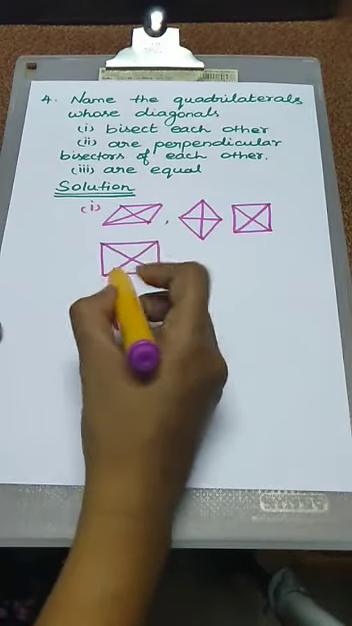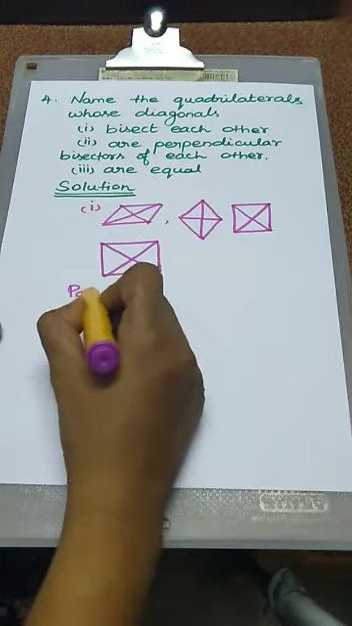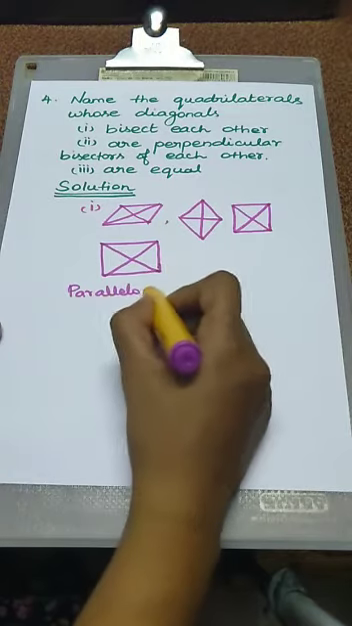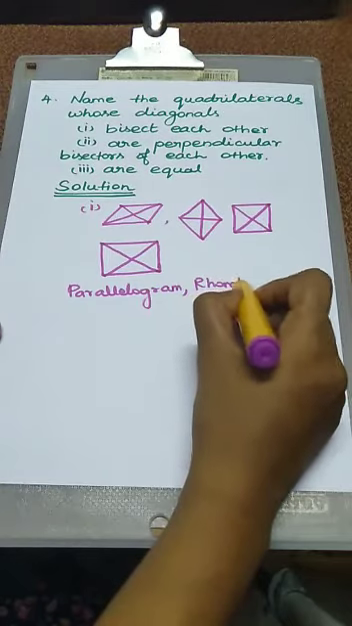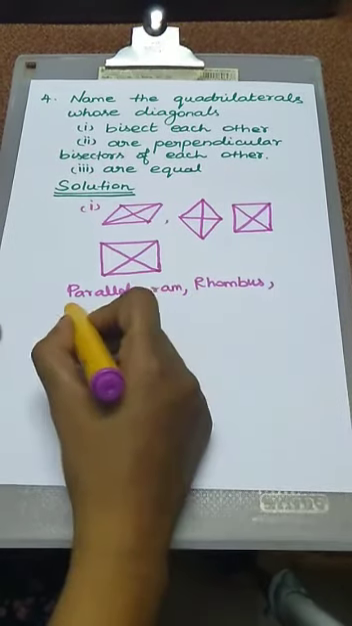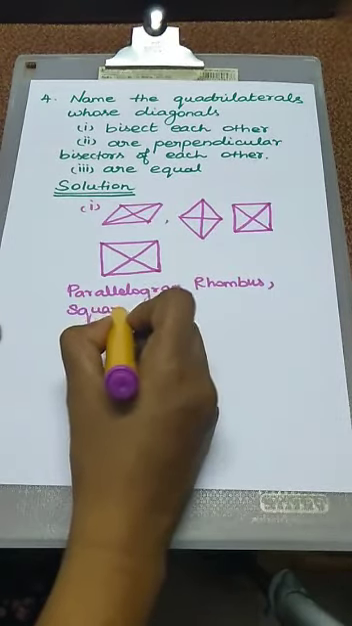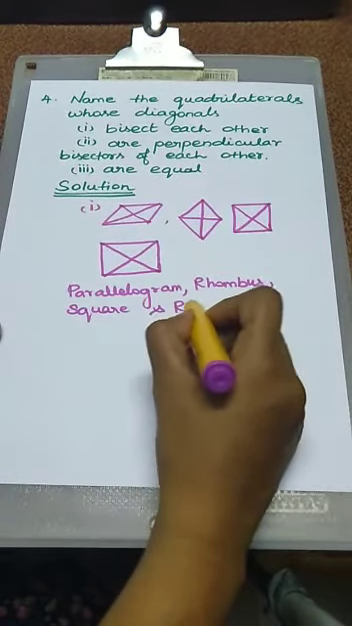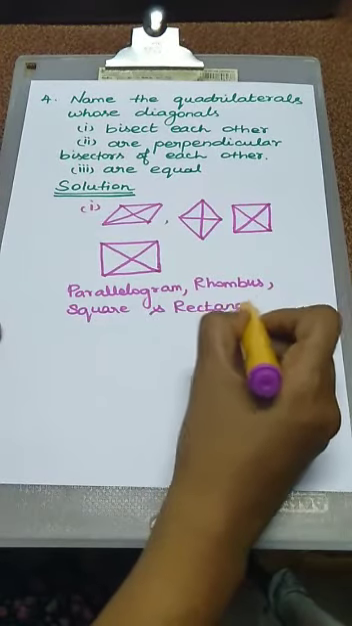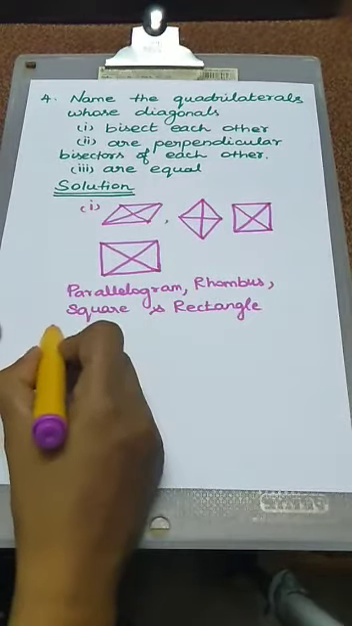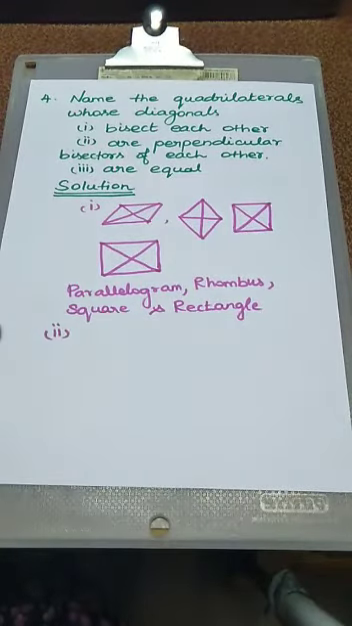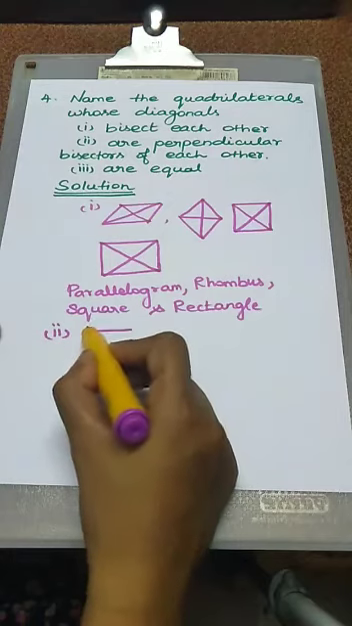So what is the answer for the first subdivision? First one is parallelogram. Second one is rhombus. And the third one is square. And the fourth one is rectangle. For these four shapes, the diagonals bisect each other. Next one, second subdivision. Diagonals are perpendicular bisectors of each other. That is square and rhombus only.